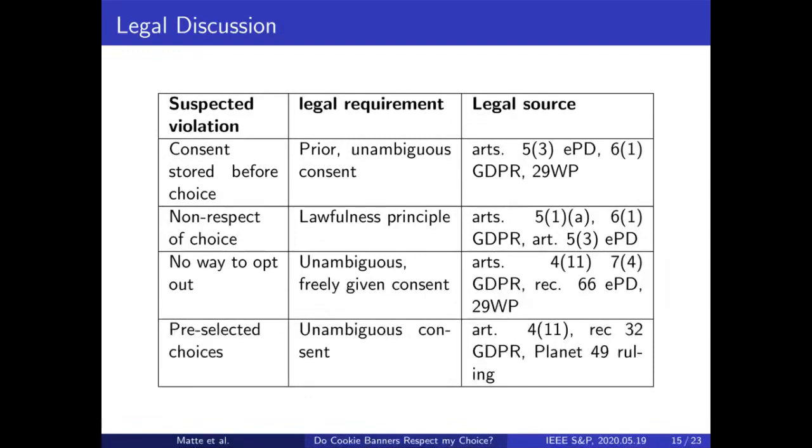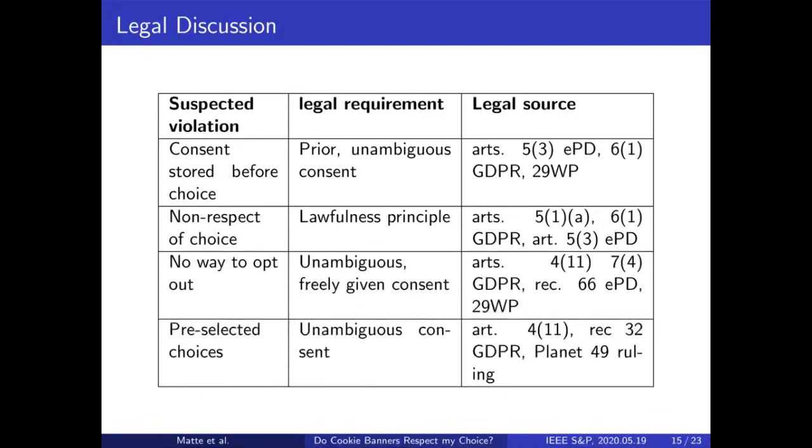The first violation that I showed you, called consent stored before choice, is in potential violation with the prior and unambiguous consent requirement, which is derived from Article 6 of the GDPR, Article 5.3 of the ePrivacy Directive, and further recognized by the EDPB and DPA's guidelines. The second violation, called non-respect of choice, is in potential violation with the lawfulness principle. If there is no consent given to cookies, as required by Article 5.3 of the ePrivacy Directive, any processing thereto is considered unlawful.